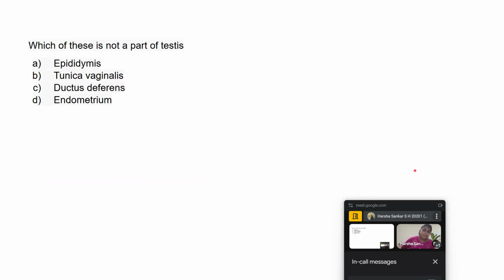Which of this is not a part of testis? Option A, epididymis. Option B, tunica vaginalis. Option C, ductus deferens. Option D, endometrium. One of this is not a part of testis.